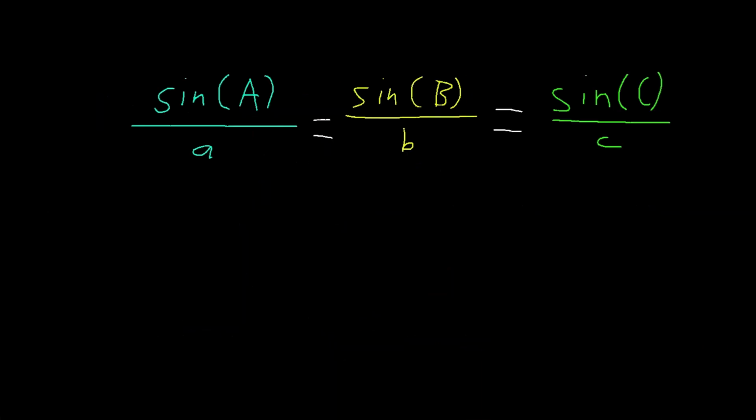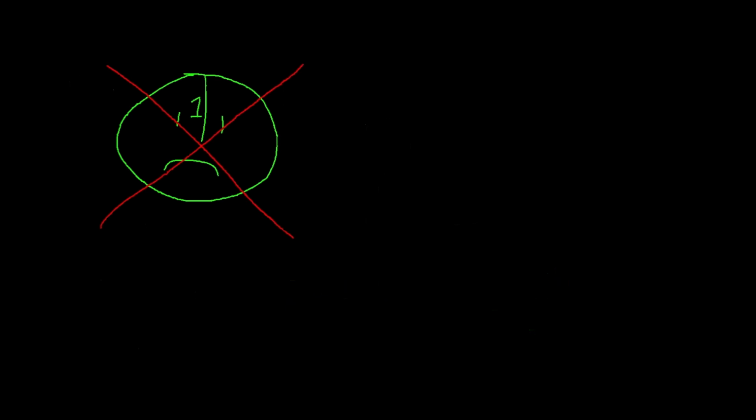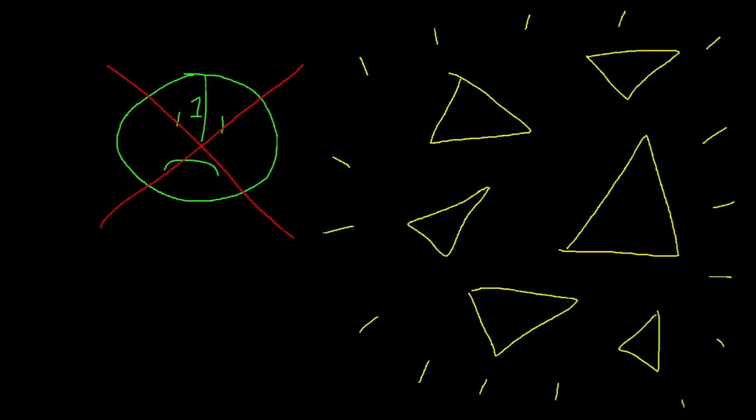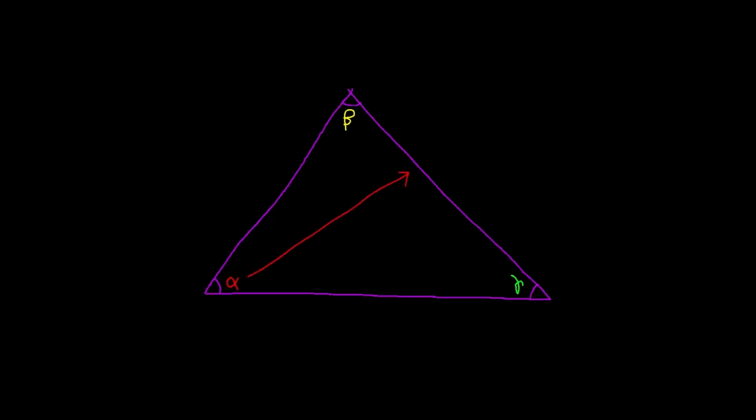While this formula isn't that hard to remember, it still feels very arbitrary. For this proof, we're going to temporarily abandon the unit circle in favor of triangles. Let's label the sides and angles of this triangle. The angles will be alpha, beta, and gamma. Opposite to alpha is A, to beta is B, and C is gamma.